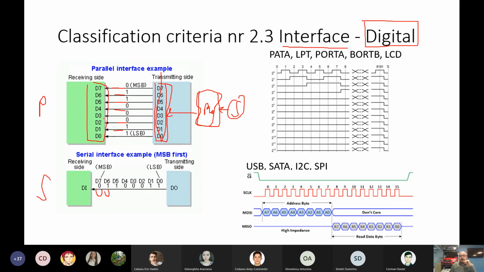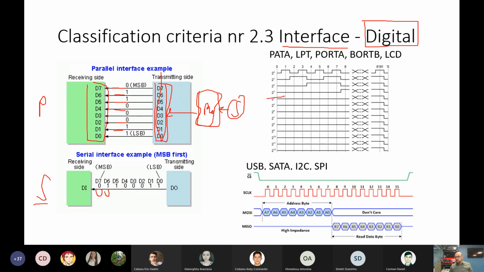But the serial is cheaper, and if I want a cheaper solution, I will select the serial interface. Why? Because I have only one wire. Okay, slower, but what can I do? I can raise the speed 8 times. In this case, I can have similar speed. Now, what is the problem with the parallel?